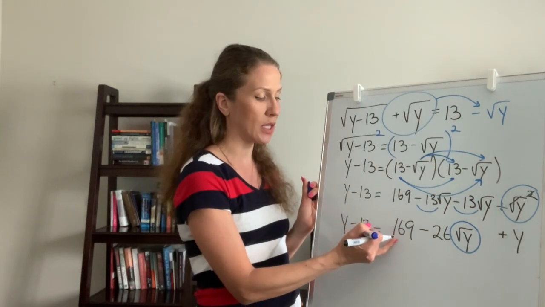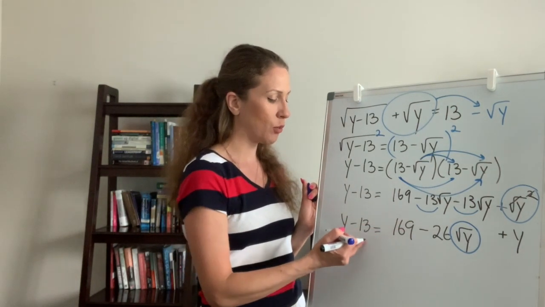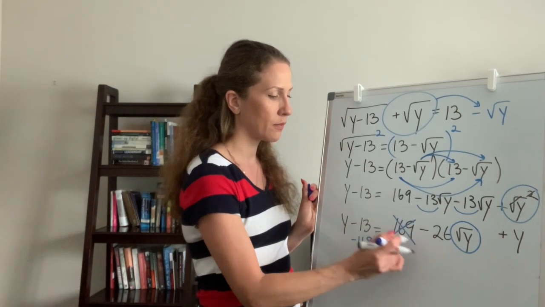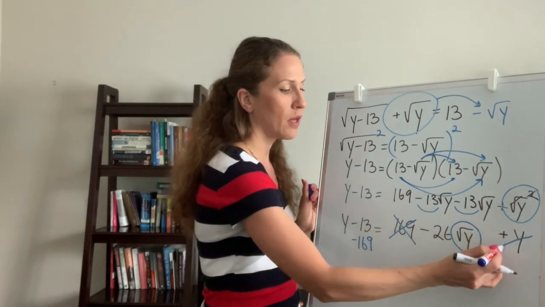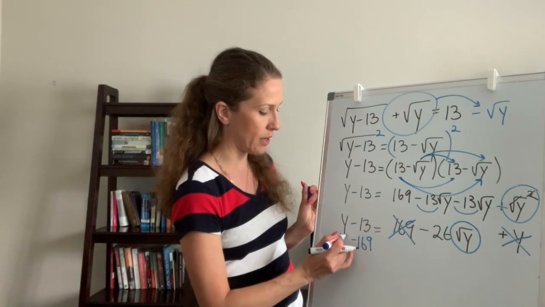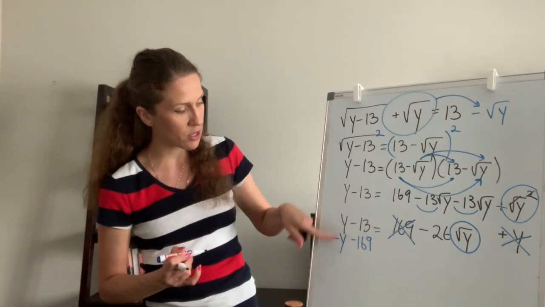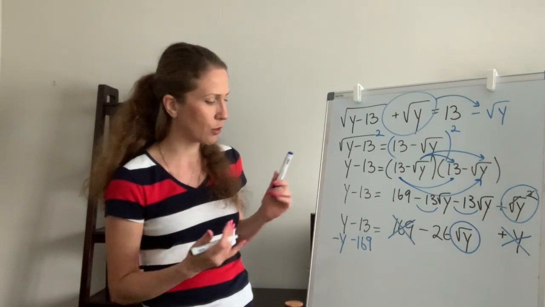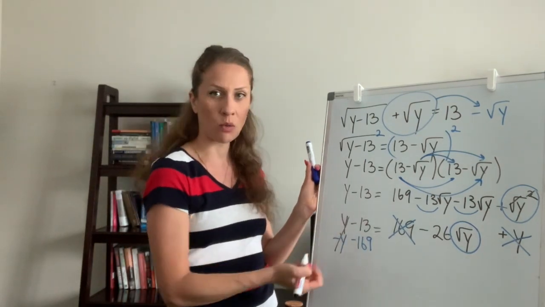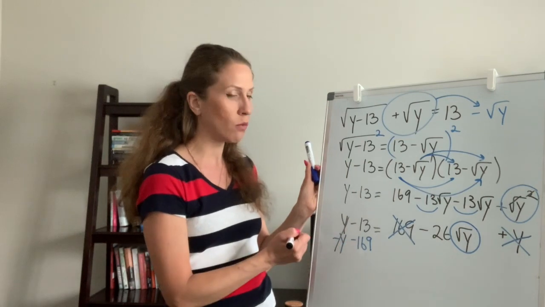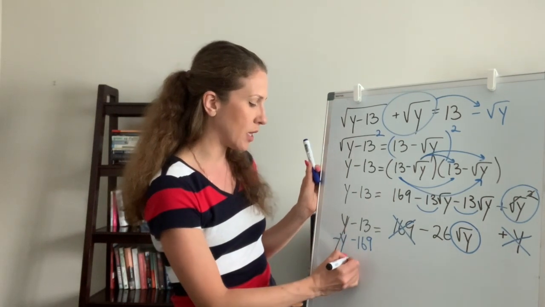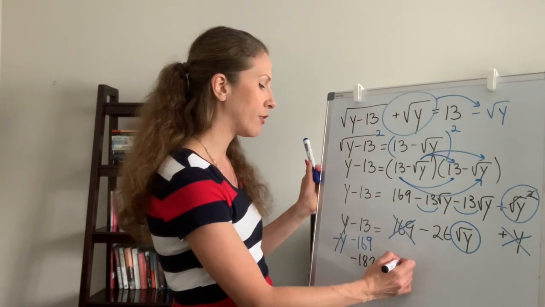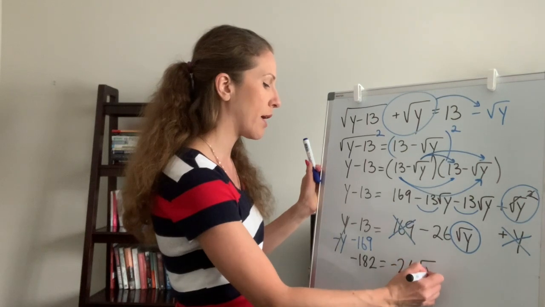So first of all, I'm going to move 169. It's a positive 169. I'm going to put it here, make it negative 169. So it's gone. This is a positive y. I'm going to place it here and make it a negative y. Notice I'm placing them under the like terms so that I can combine them eventually. So let's see what's going on here. These cancel. Y minus y is gone. Negative 13 and negative 169 together are going to be negative 182. And on the right side, you have negative 26 square root of y.